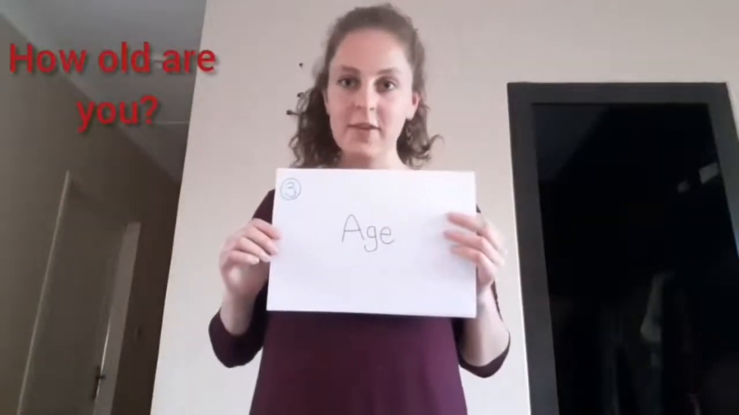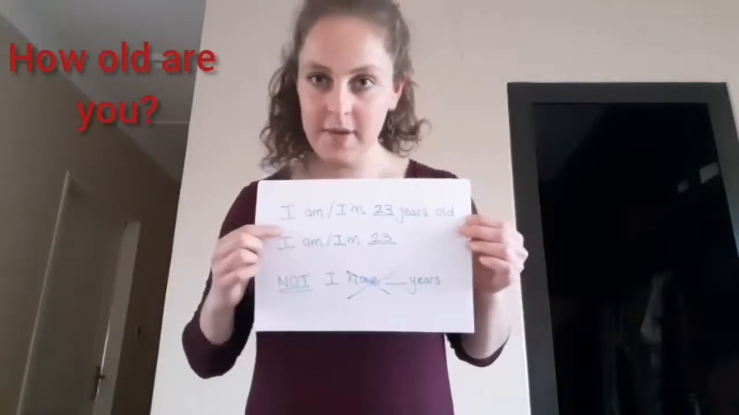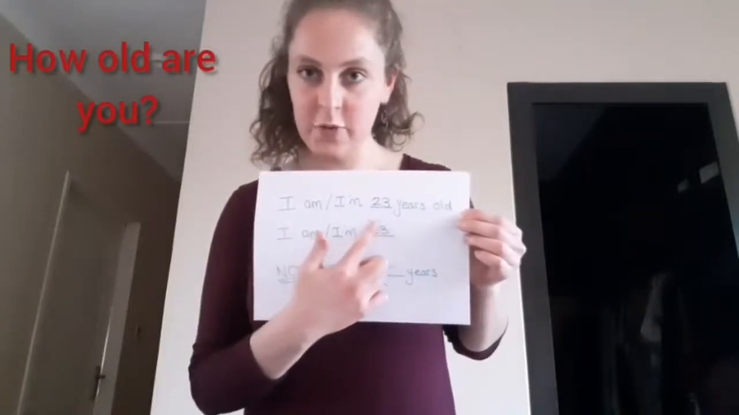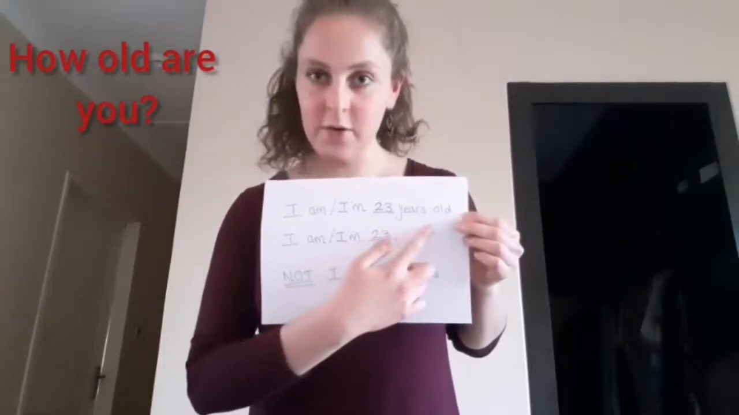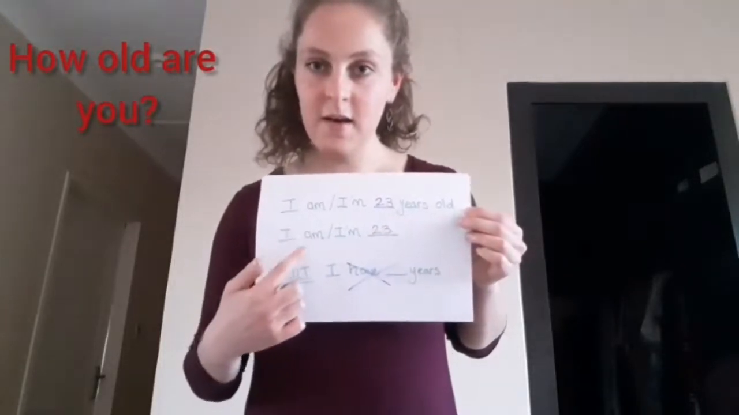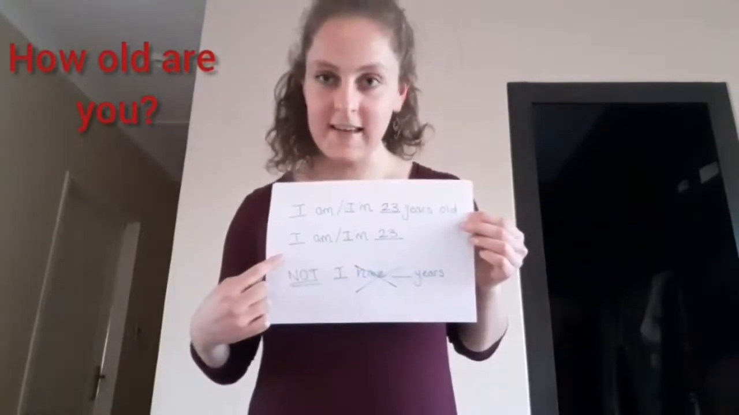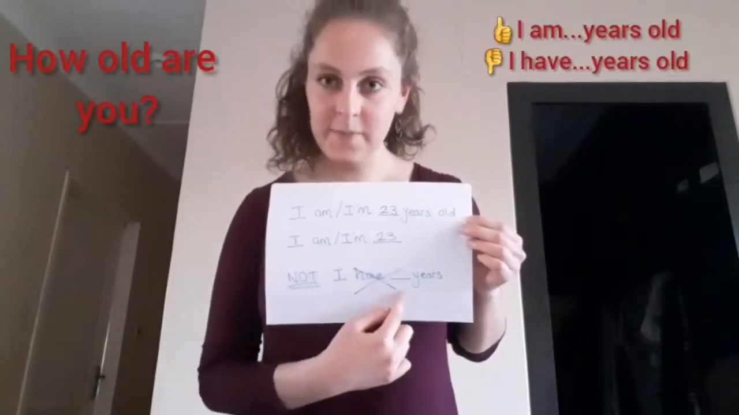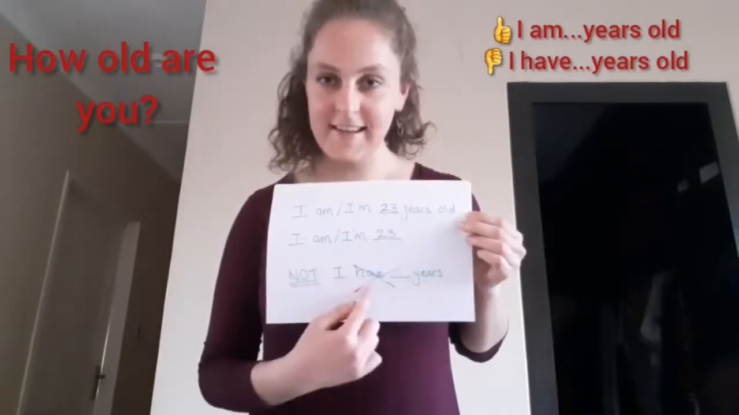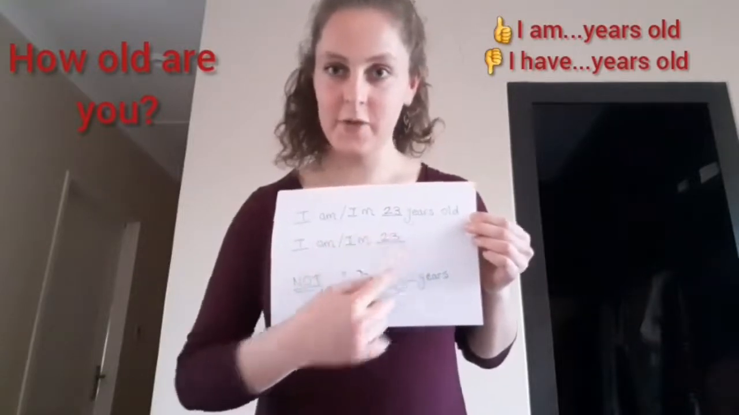The next thing we normally do is tell someone our age. So in English, you would say it like this. I am or I'm your age, so I've written 23 years old. Or you can simply leave out the years old and you can say I'm or I am the age, so 23. A common mistake I see with students is to say I have so-and-so years. That is incorrect. You can't say that. You must say I am or I'm the number years old.